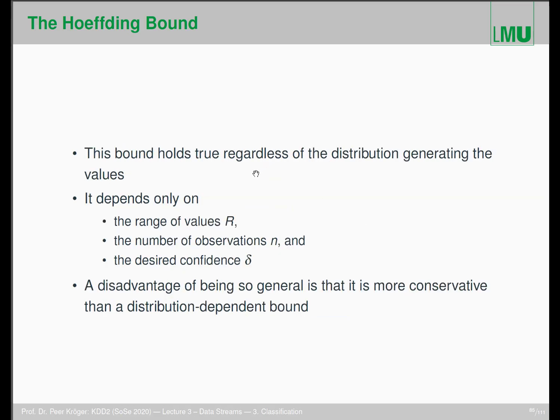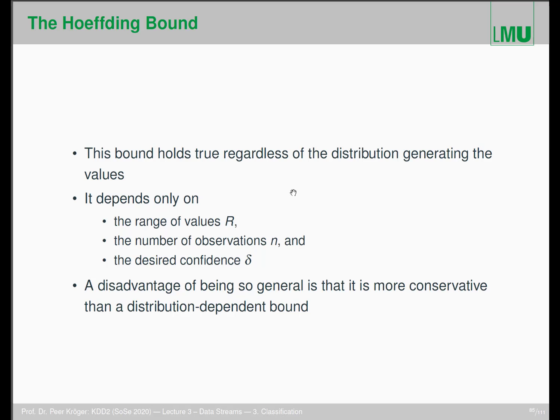Well, first of all, the bound holds true regardless of the distribution generating the values. So it doesn't care about being a Gaussian distribution or a Zipf distribution or a chi-squared distribution or whatever. It only depends on the range of the values, the number of observations, and the desired confidence. This is cool because it's model or distribution agnostic. The only disadvantage is that because it's so general, it is a very conservative bound, more conservative than a distribution dependent bound. That is the downside. But the positive side is that it's distribution independent.